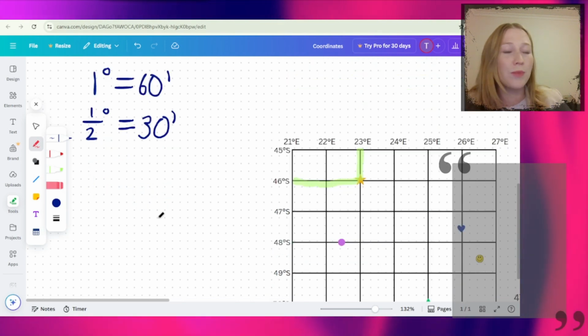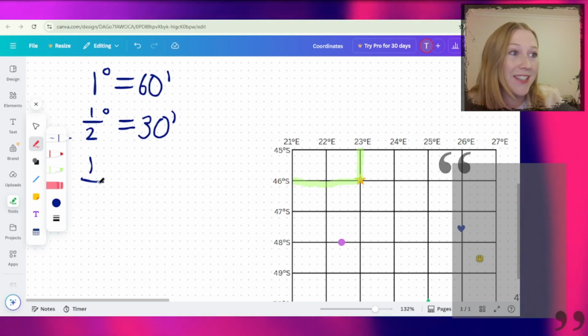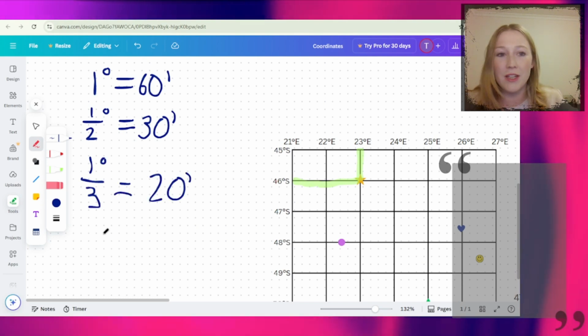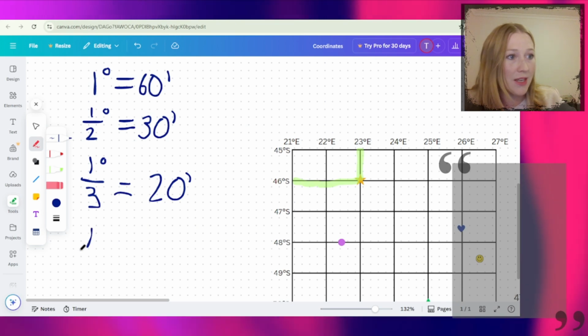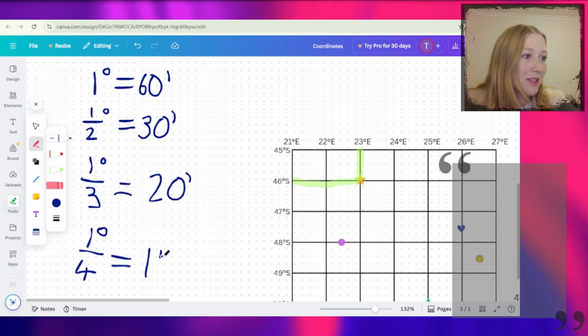Let's add a few more. What about a third of a degree? We're really testing our fractions over here. 20 minutes. And then let's just put in one more. Let's say a quarter. A quarter of a degree is 15 minutes.